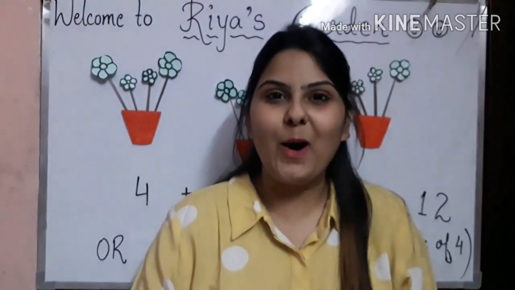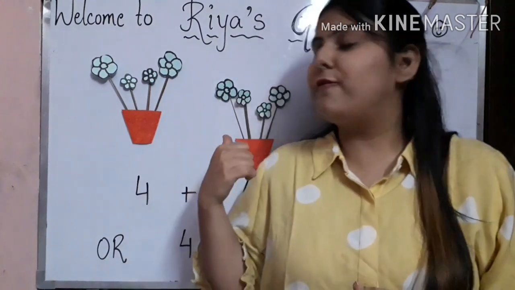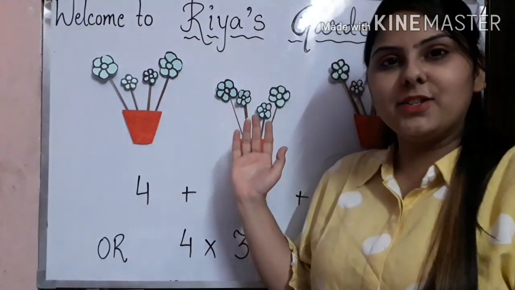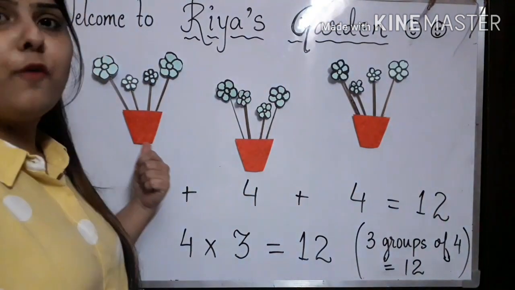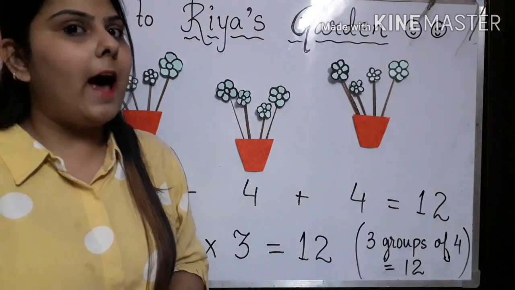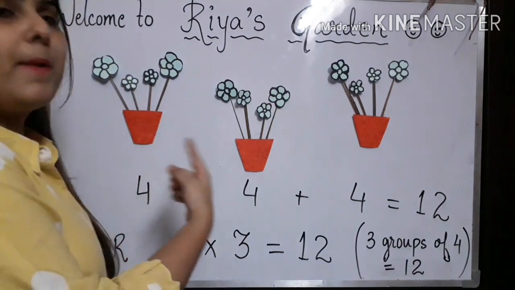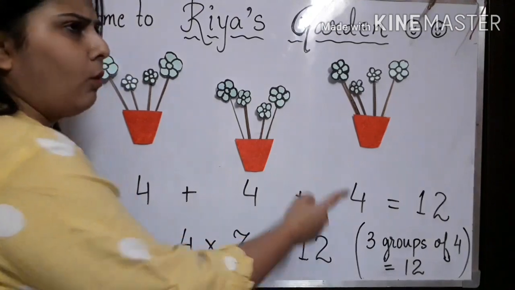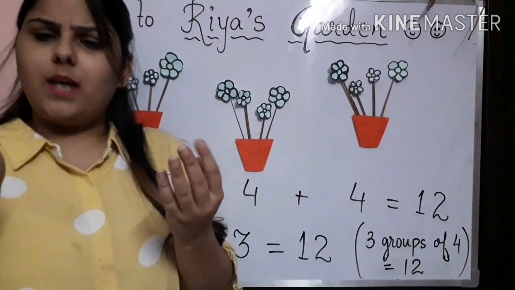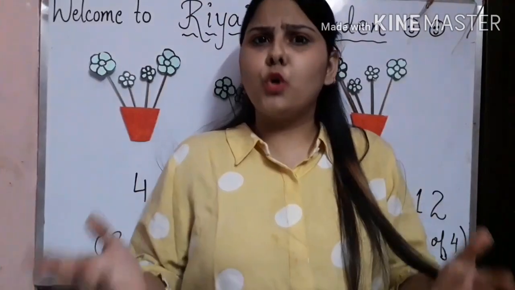Let us see how. Ria has a beautiful garden, so she decided to count the number of flowers in the 3 planters. As she noticed further, she saw that each planter consisted of 4 flowers. So she started adding 4 plus 4 plus 4, which resulted in 12. So Ria found out that there are 12 flowers in the 3 planters.